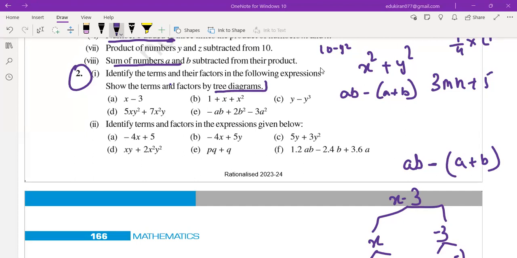So the first question is 3 by 4 x plus 1 by 4. Sorry, 3 by 4 x plus 1 by 4. 3 by 4. Okay, I'm back. X plus 4.